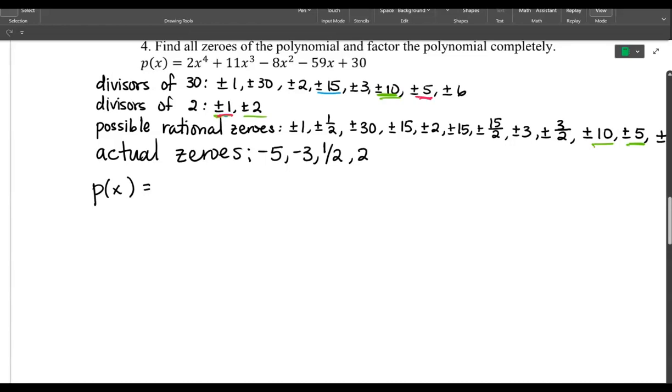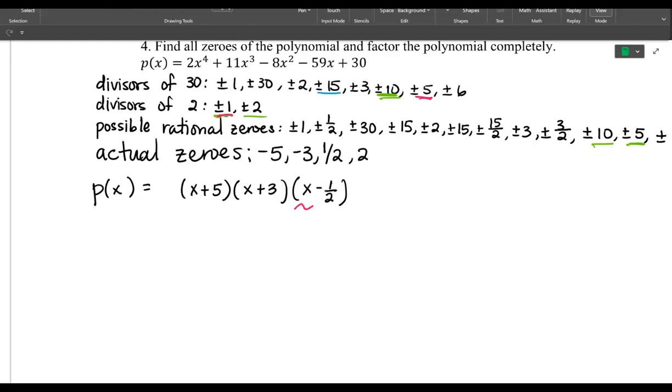If -5 is a zero, then x plus 5 is a factor. If -3 is a zero, then x plus 3 is a factor. If 1/2 is a zero, one way you could write that is that x minus 1/2 is a factor. I'll have to come back and mention something about that. And if 2 is a zero, you can put x minus 2 as a factor.